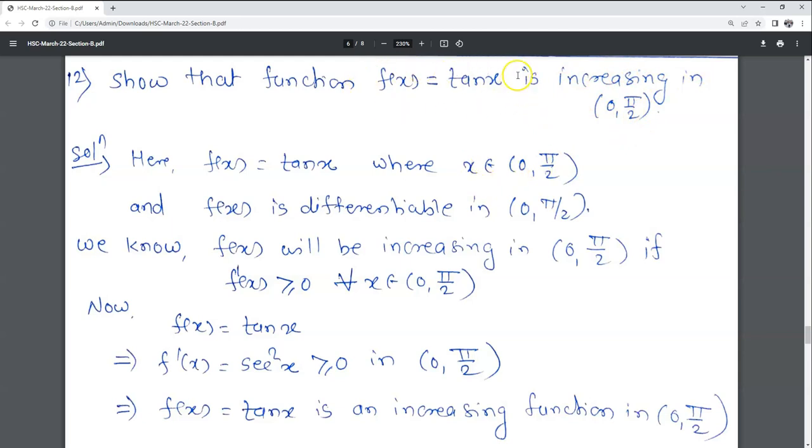So here the function is given: f of x is equal to tan x, where x belongs to 0 to pi by 2. See, 0 and pi by 2 are not included. This is the open interval.